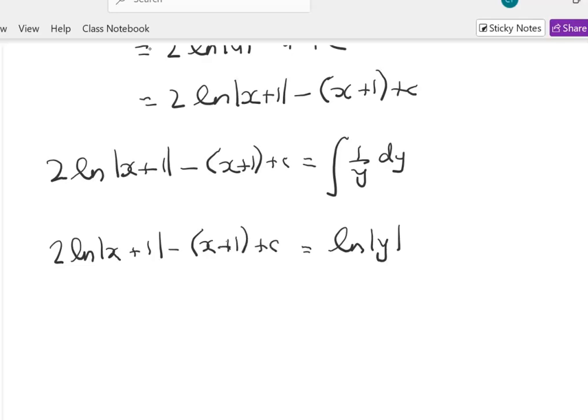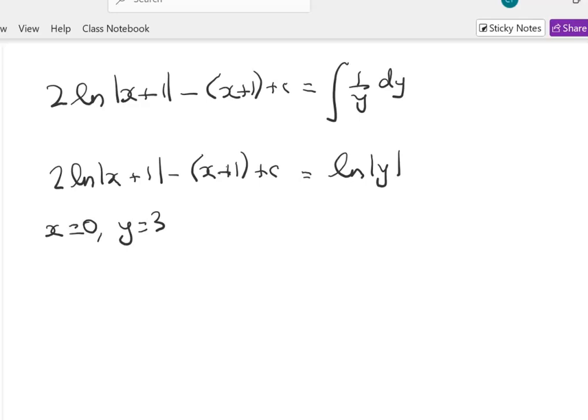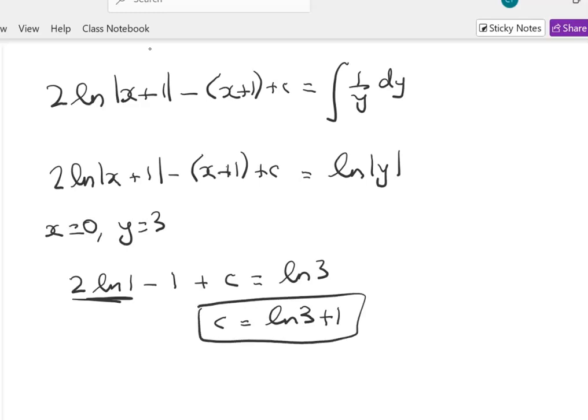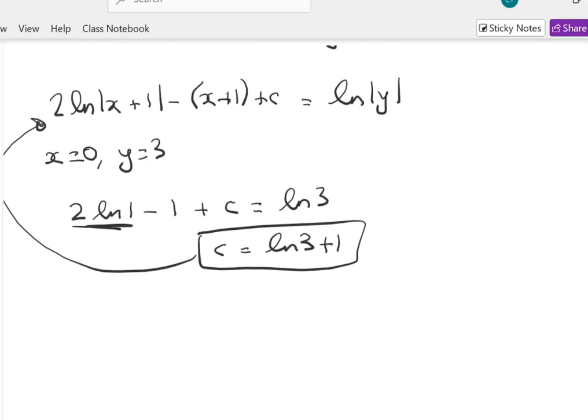And now we're going to substitute in when x is equal to 0, y is equal to 3. So we've actually done most of the hard work in the problem now. Substituting in, we get 2 ln of 1 minus 1 plus c is equal to the natural log of 3. This is 0, so we get c is equal to the natural log of 3 plus 1. So we've got this, and now we're going to plonk this back into here and get our final thing.